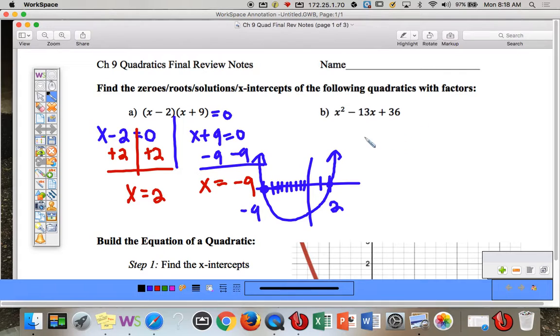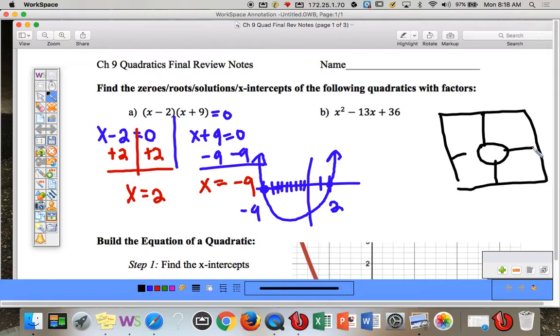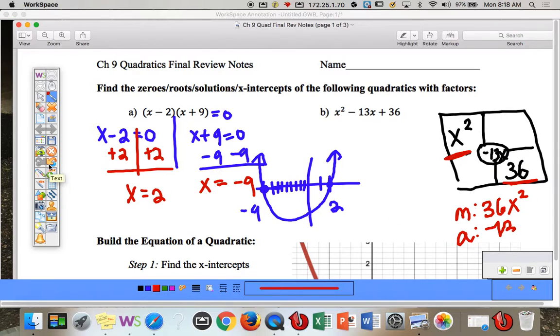Now for the other one, it's not factored. And so we have to figure out what two things multiply to x squared minus 13x plus 36. This is when we used our box and circle to factor. So with our box and circle, we put our x squared in the first box, our negative 13x in our middle circle, and our 36 in the last. So we want to know what multiplies to the first and the last box, which multiplies to 36x squared, that adds to the middle circle, negative 13x.